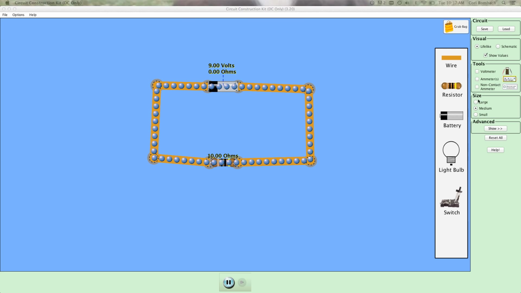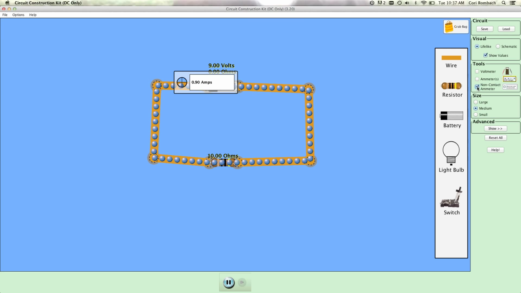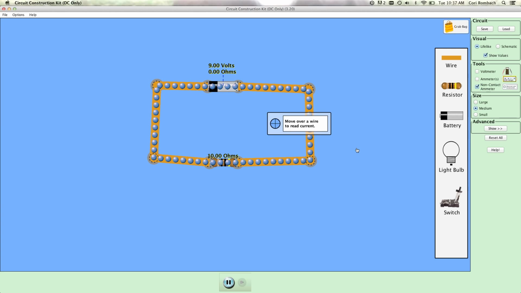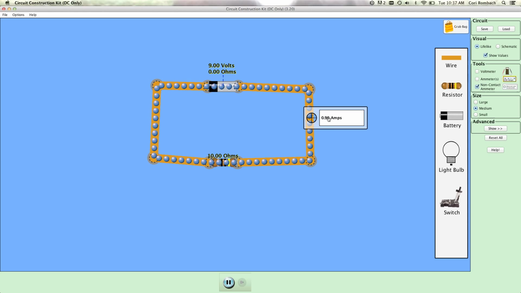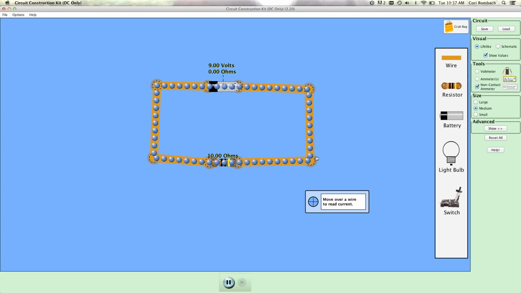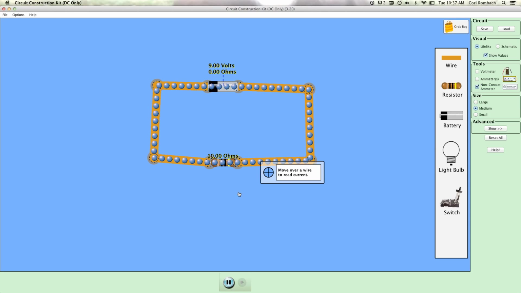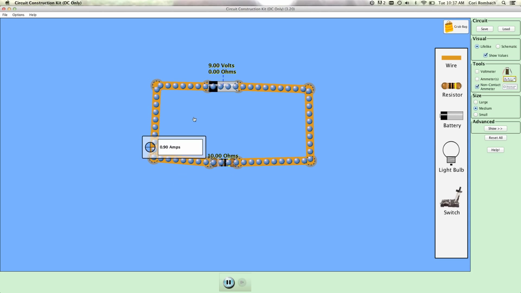Now, the tool that I'm going to use in order to measure current is the non-contact ammeter. So I'm going to move the crosshairs over the wire, and it's going to give me a reading of 0.90 amps. You should see that as one of your options for question number 2. You can see that if I move this ammeter anywhere else in the circuit over the wire, it will also read 0.90 amps.